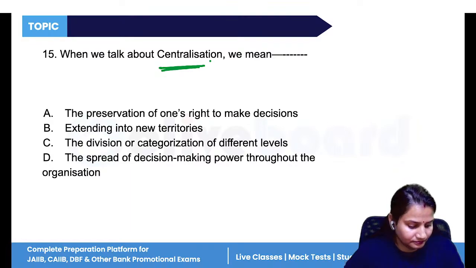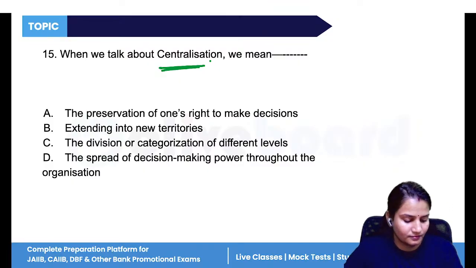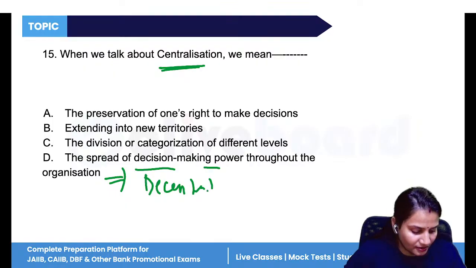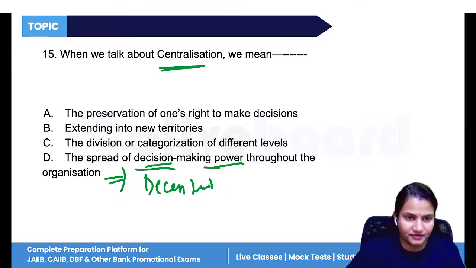Now, centralization. Just now we have done what is centralization. Spread of decision making power throughout the organization. So this is decentralization. Again, you are making a mistake. Spread of the decision making power means it is given to many other people in the organization. So this is decentralization. The question is talking about centralization.